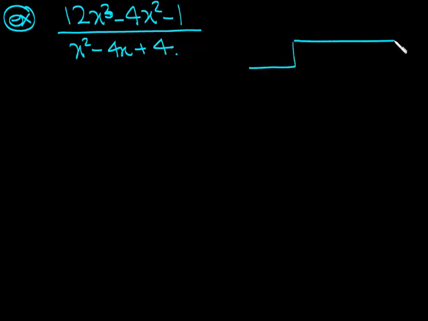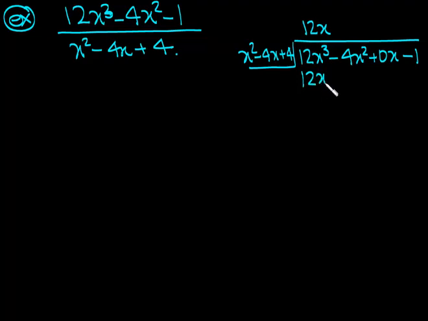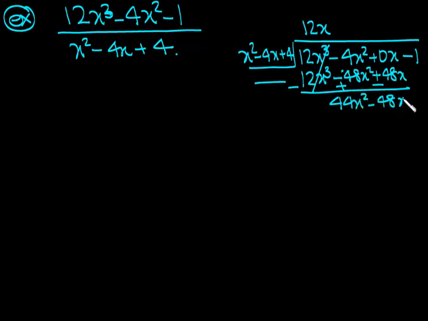So let's do that. On the top there is one term missing, so let's put a placeholder. And we're going to divide by this. Okay. x squared goes into 12x cubed 12x times. So you get 12x cubed minus 48x squared plus 48x. Subtract: this becomes negative, positive, negative, this cancels. So you get 44x squared minus 48x minus 1.